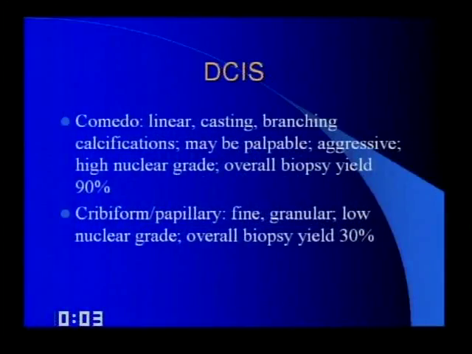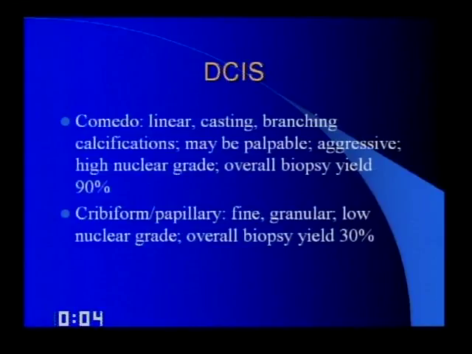Anybody? Okay, comedo is the linear casting, branching calcifications. It may be palpable. It's an aggressive tumor, high nuclear grade. When you biopsy these pleomorphic calcifications in the segmental distribution like this case, the overall biopsy yield is at least 90% DCIS. So these are a class 5 type calcifications.